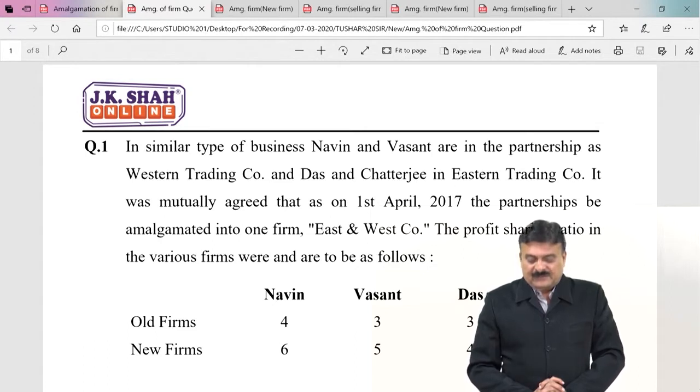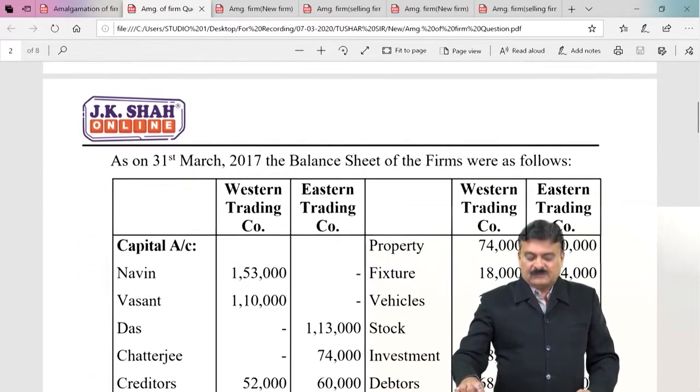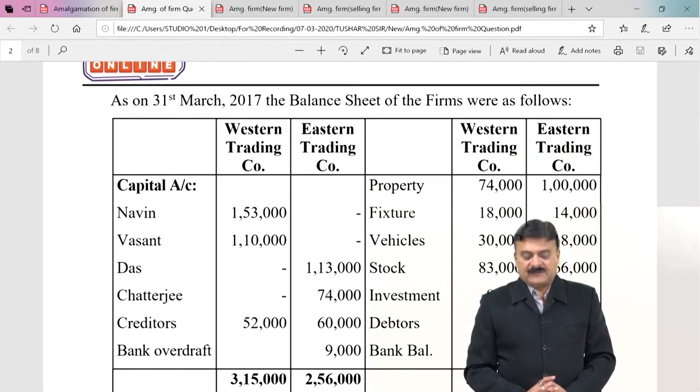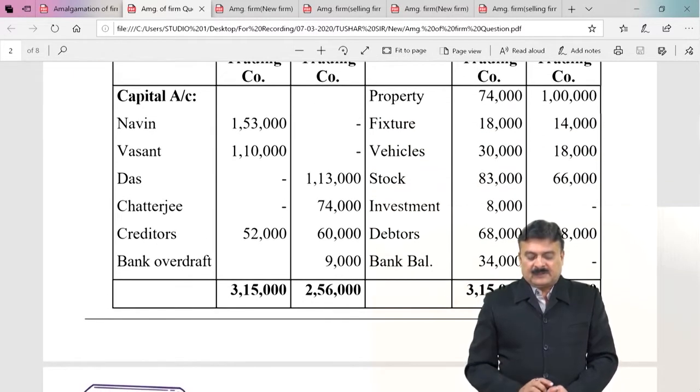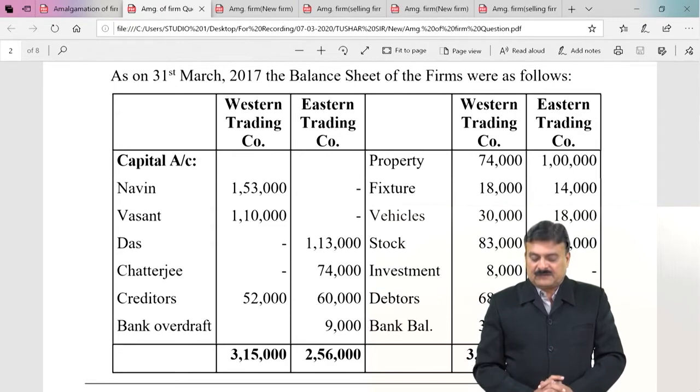The profit sharing ratio in the various firms were and are to be: old firms Naveen and Vasant 4:3, Das and Chatterjee 3:2. New firm, they all four are partners in that, 6:5:4:3. As on 31st March 17, balance sheet of the firms were as follows: Western and Eastern Trading Company, liability side, capital Naveen, Vasant, Das and Chatterjee, creditors and bank overdraft, assets, property, fixture, vehicle, stock, investment, debtors and bank balance.